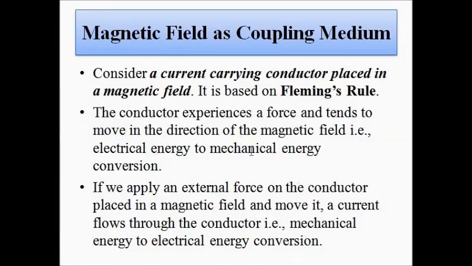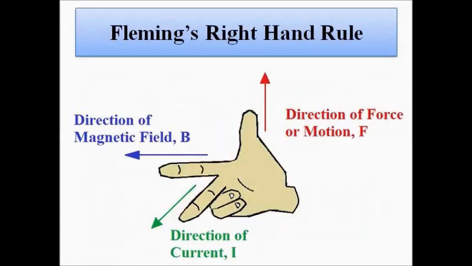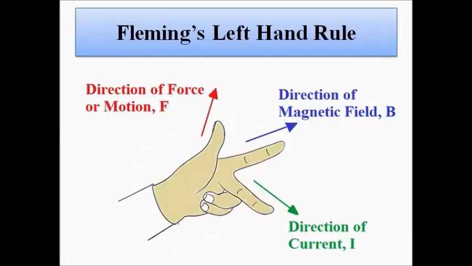This first case is electrical energy into mechanical energy conversion, and the second case is mechanical energy into electrical energy conversion. Both of these are governed by Fleming's left hand and right hand rule respectively, and the direction of the force, the direction of the magnetic field, and the direction of flow of current are in three mutually perpendicular directions. These are some of the basic concepts related to the magnetic field as a coupling field.